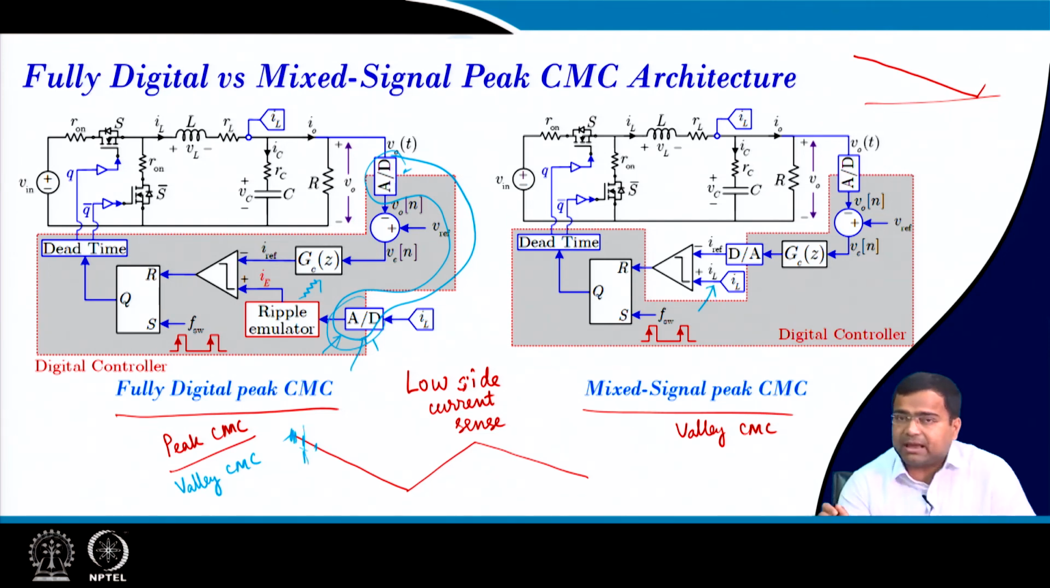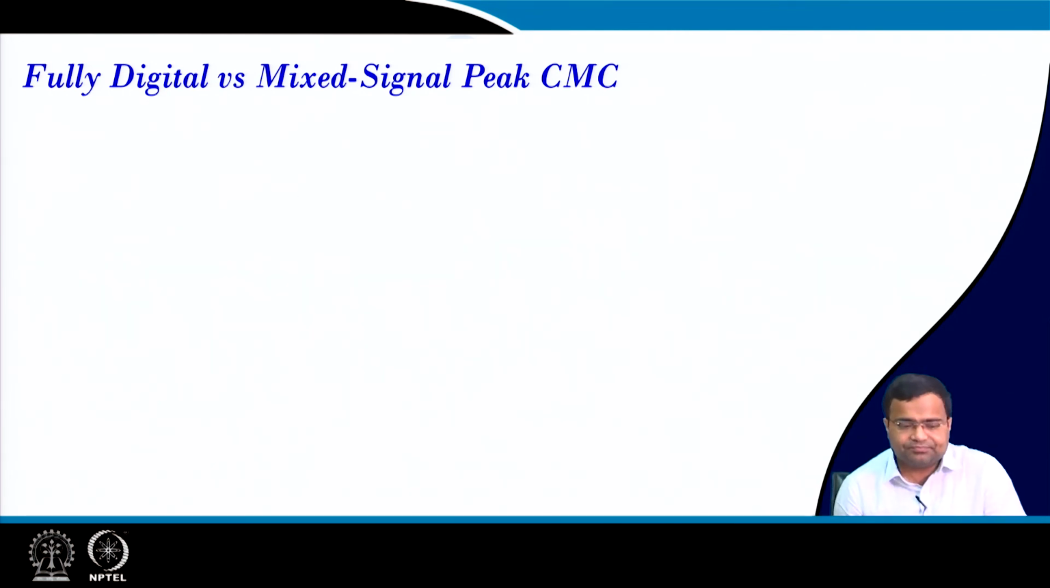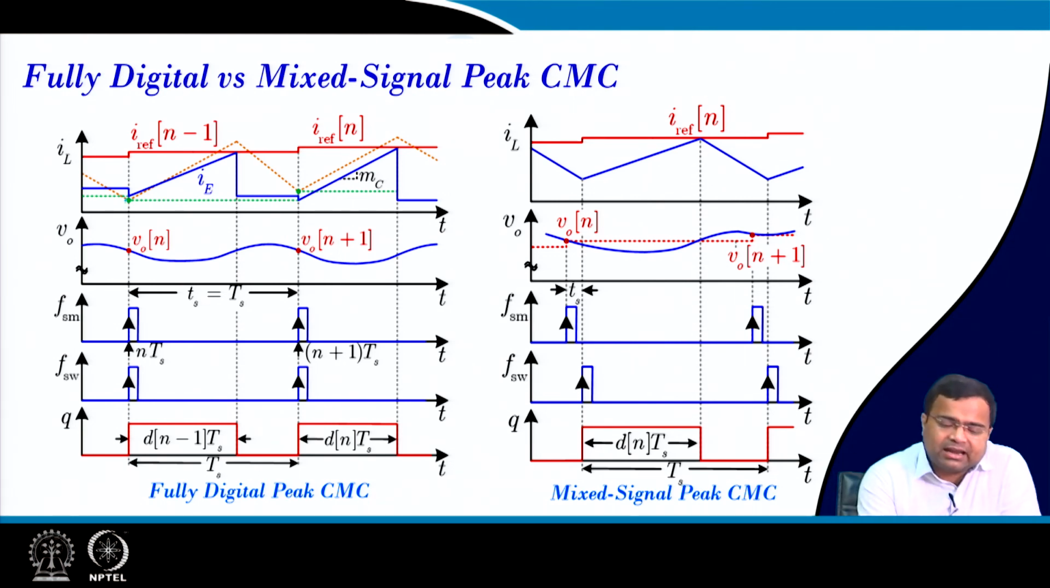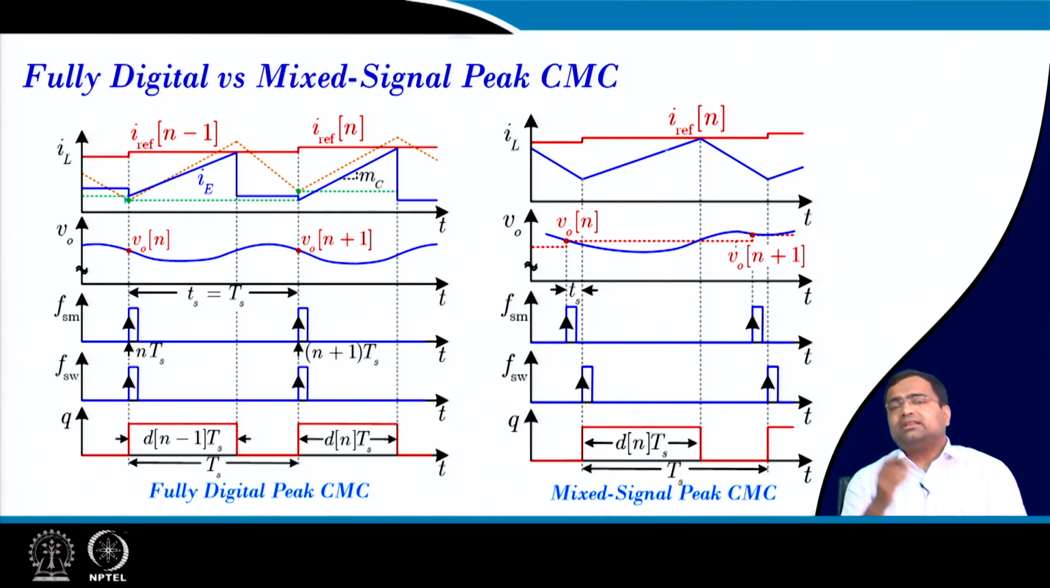So the quantization is primarily defined by the ADC and the Q factor of this compensator, and we will discuss it in fixed point implementation. So here we have shown the peak current mode control architecture of fully digital and mixed signal. Here we need a valley current sensing for peak current mode control implementation. Here we need peak current sensing, or basically high side current sensing for peak current mode implementation. So these are the differences. So you can think of many possible architectures. So I am just giving you some basic idea. So I hope you can take it forward.